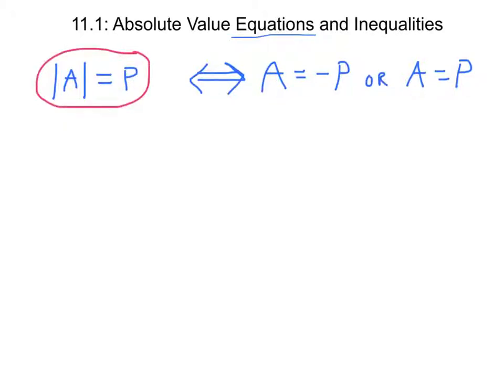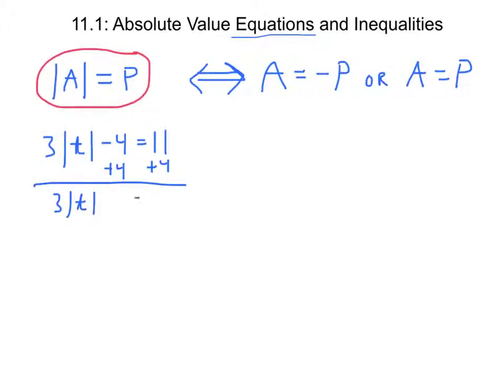Now sometimes we'll have a problem that's not exactly in this form, the absolute value equals P, so we'll have to put it into that form first. For example, in this problem, notice the absolute value of t is not alone on the left side of the equation. So we want to start by getting the absolute value of t to be alone. So we'll add 4 to both sides. So that gives us 3 times the absolute value of t equals 15. And then we'll divide both sides by 3. So we get the absolute value of t equals 5.